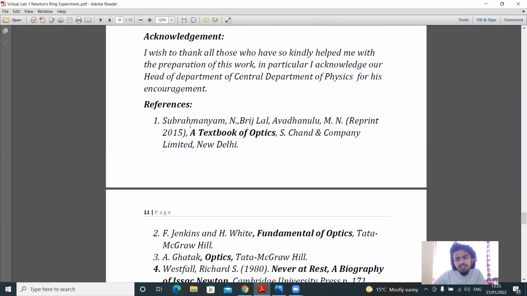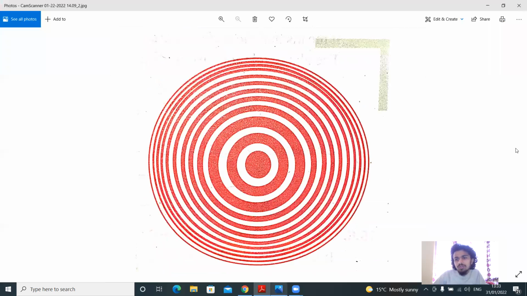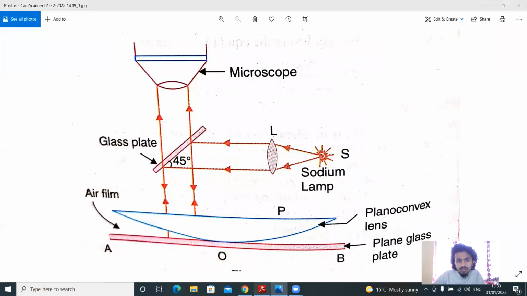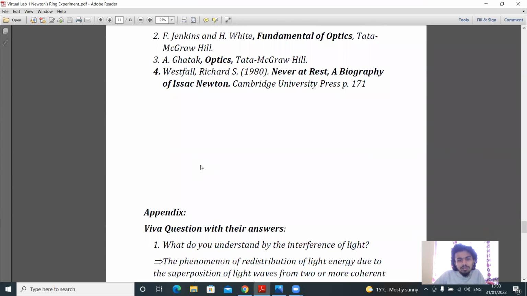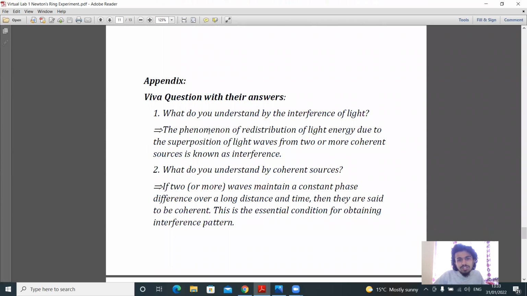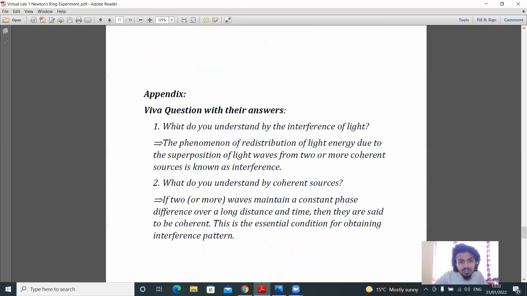And references: in this experiment, I use this book by Subramaniam, A Textbook of Optics. The figure I have shown and attached in this report is also taken from this Subramaniam book. Some other references I have chosen, and the appendix questions are just viva questions with their answers. I have attached a few of the questions we discuss here.